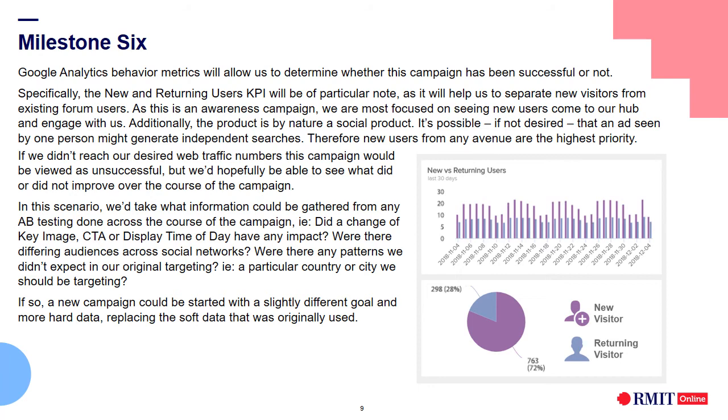During the course of this, we could find other information. Did a change of key image, CTA, or display time of day have any impact? Was there any hard data that we could get that changes our original thought process? So geographically, are we particularly interested in Ireland or somewhere that we didn't know previously, and we could retarget differently in the future? These behavior metrics will give us insight for our next campaign.